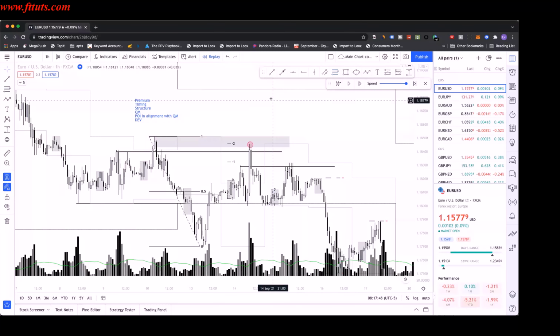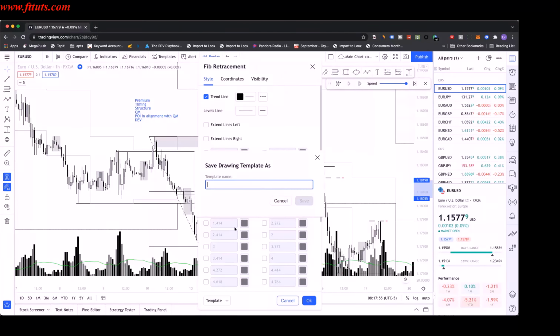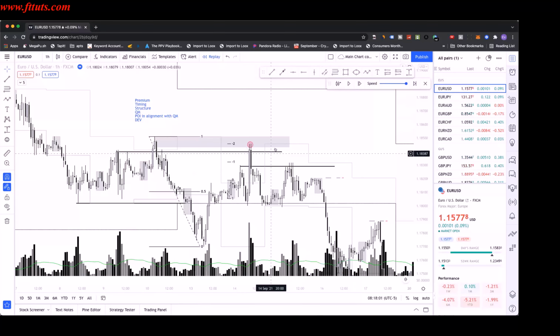Damn it, I forgot to save it again. Let me just click this one. Yeah, not really. I mean, kind of. But this was probably a hard entry because you didn't really have the confirmation that you need. If this would have come down here, this would have been a sweet entry as well. So you would have been able to stack positions in there.